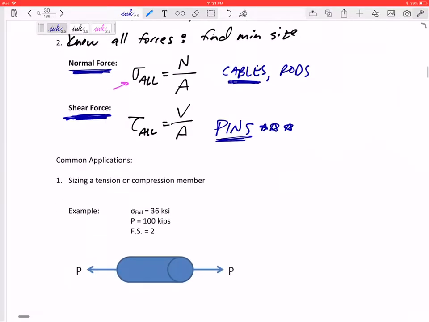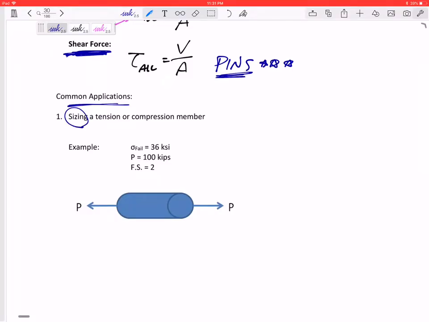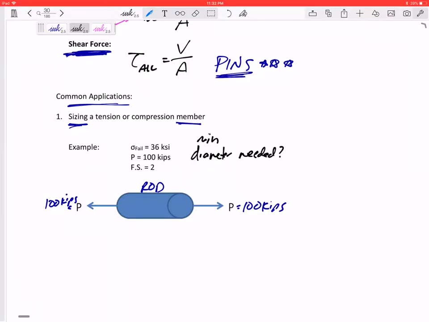Okay, some common applications. Sizing of a member. So this is a rod or a cable, and if we know that the force is 100 kips, and the force over here is also 100 kips, and if we know it's going to fail at 36 ksi, and we need to use a factor of safety of 2, then what size do we need? What is the minimum diameter needed?